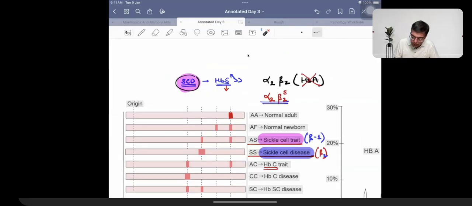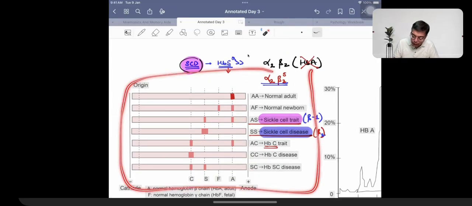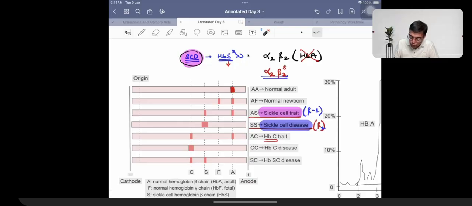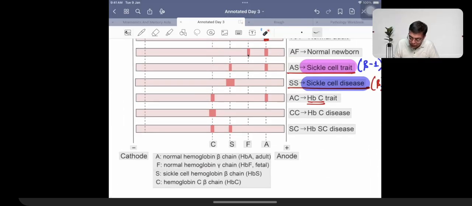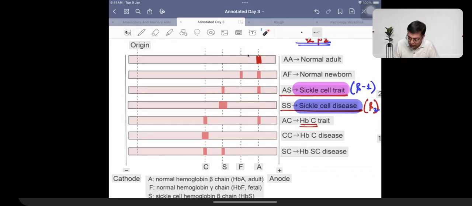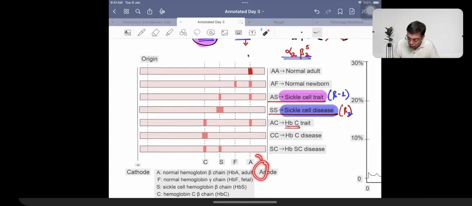This investigation, please remember, in biochemistry is given the name of electrophoresis. Why do we say electrophoresis? Because you have an anode and a cathode. Old question if you want to remember. Anode starts with A: hemoglobin A, which is normal, is near the anode. Hemoglobin S is left behind, it is slow.